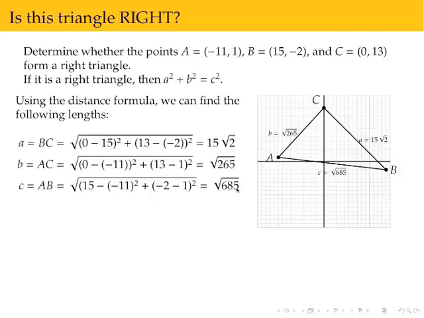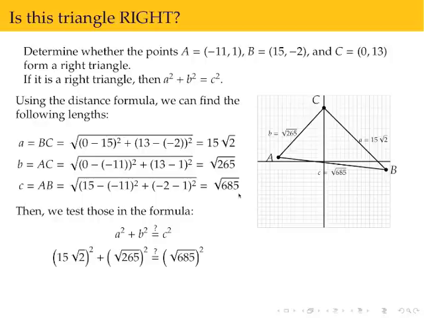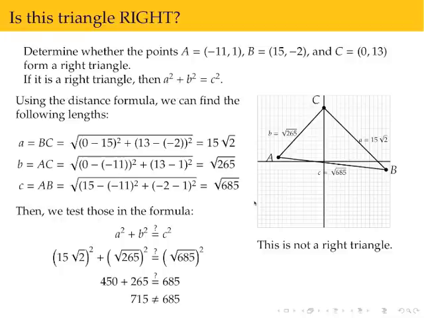Now that I have these 3 numbers, I want to test those in that formula and see if a squared plus b squared actually is equal to c squared. So when I plug them in and square everything, I get 450 plus 265 may or may not be equal to 685. When I add those together, I get 715, which is definitely not 685. And from that, I can conclude that even though it looks like a right angle, it is definitely not a right triangle.